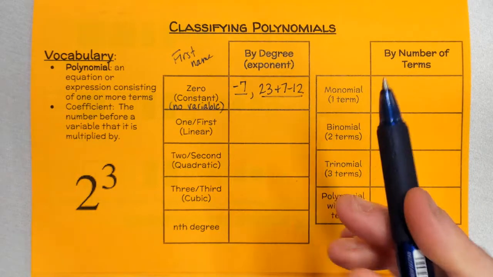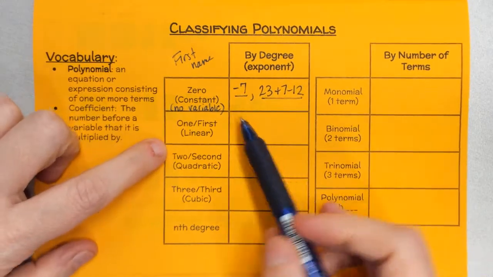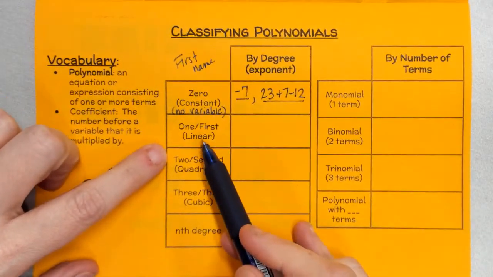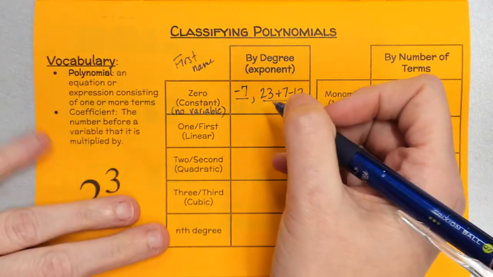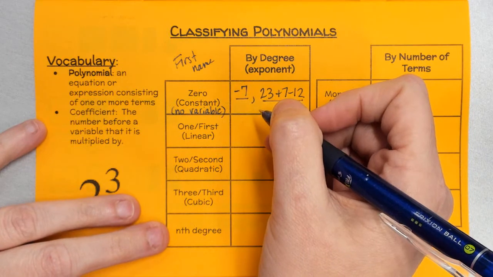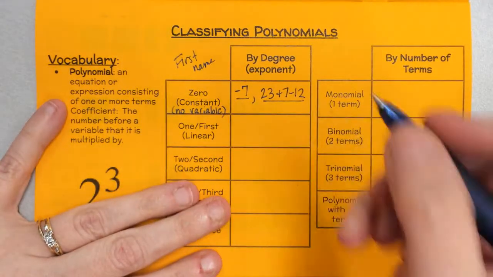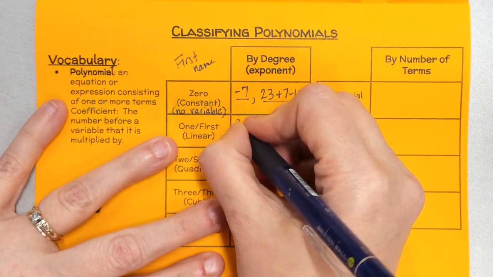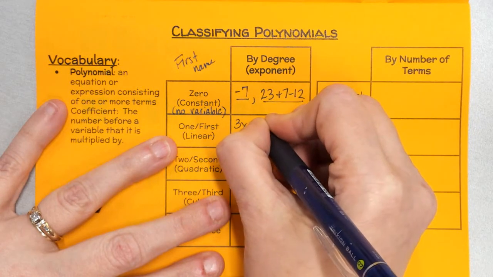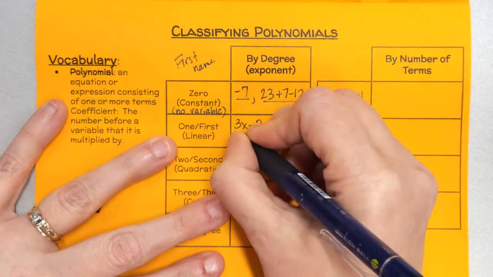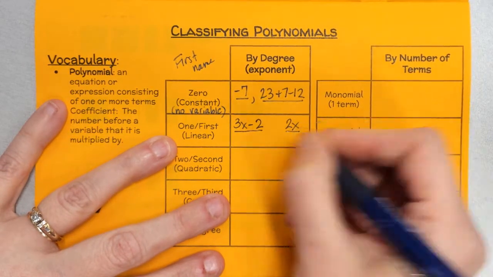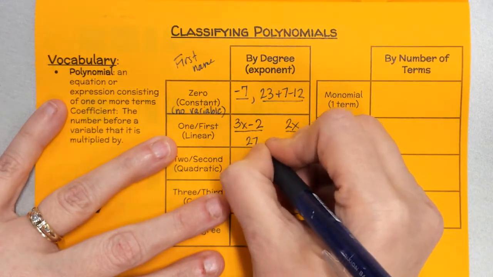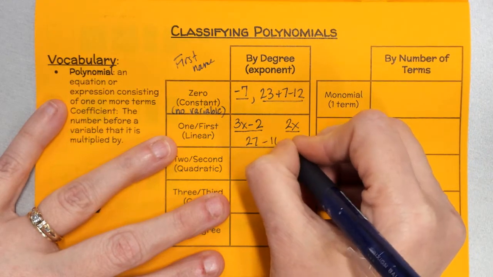Now, the second type of first name we could have is if the highest exponent that you see is 1. So when do we see a 1 exponent? Well, let me give you some examples, and then we'll pull that apart. So we have like 3x minus 2. That's maybe one of them. We might see 2x. We might see 27 minus 16x.